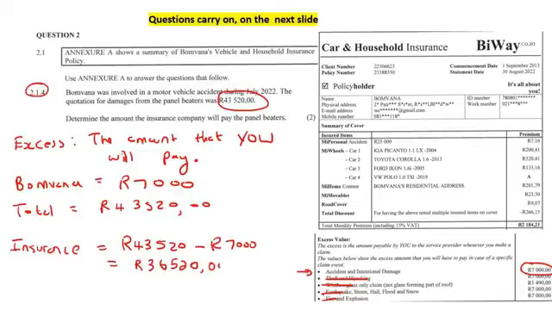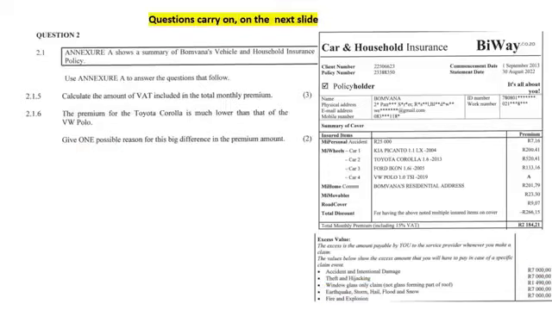36,520 rand. That is how much the insurance company will pay. The next question, this one over here, says calculate the amount of VAT that has already been included. Can you see that the VAT is already included? Okay, so we know that the total is 2,184, but that already includes the VAT. Now we need to work out how much is the VAT.